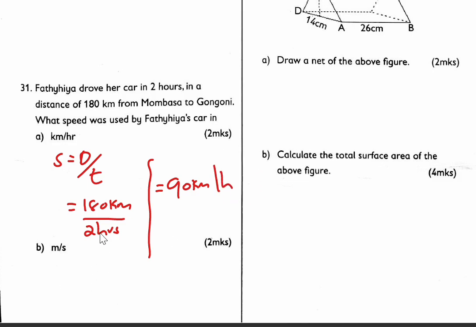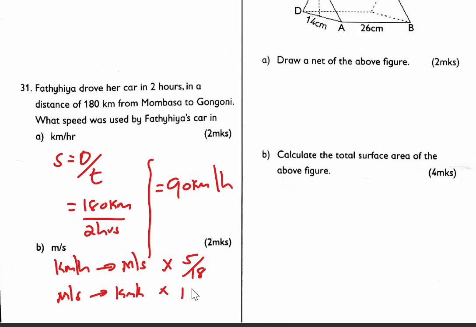Part B, convert the speed into meters per second. There is a simple way of converting kilometers per hour into meters per second. For those who don't know, to convert kilometers per hour into meters per second, we simply multiply by a constant number, which is 5/18. And to convert back from meters per second to kilometers per hour, you multiply by the reciprocal, 18/5. So make sure you know this.